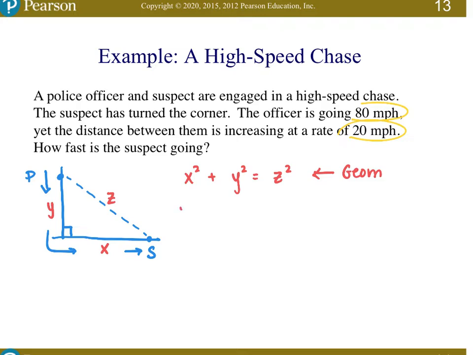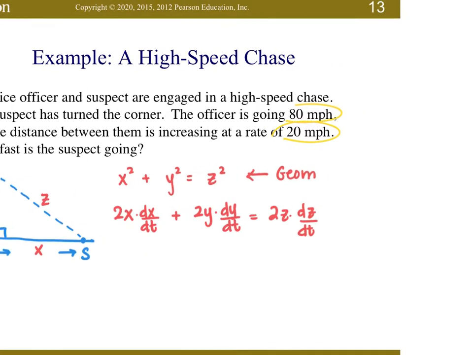So the derivative of x squared is 2x, and then times the time differential, dx/dt. That's the rate at which the x side of the triangle is changing. The x side of the triangle is getting longer as the suspect goes farther away. Then we've got the derivative of y squared, so 2y, and the time differential dy/dt to show that it is changing. And so that is the changing side of y. And that side is actually getting smaller as the police officer gets closer and closer to the corner. And then we've got the derivative of z squared, so 2z times the time differential dz/dt.